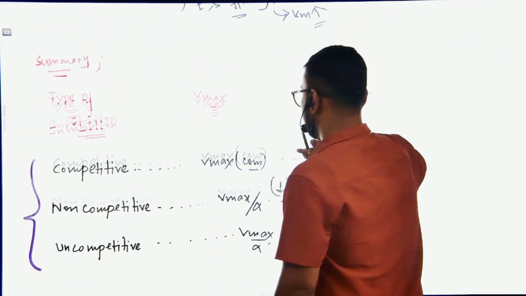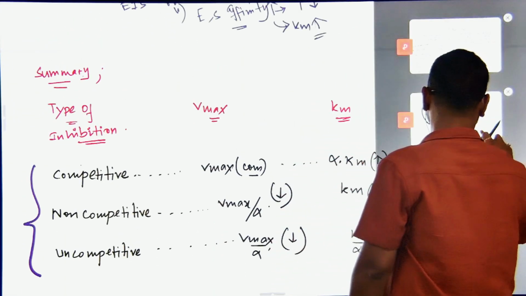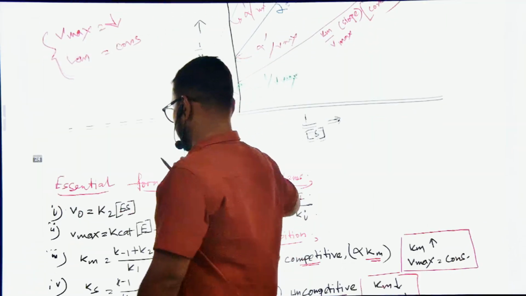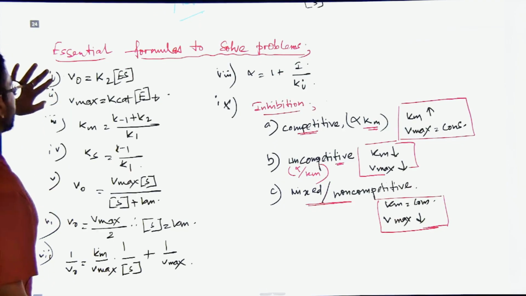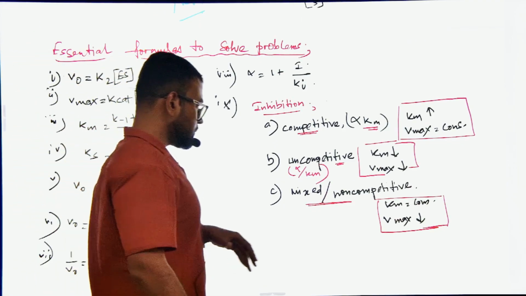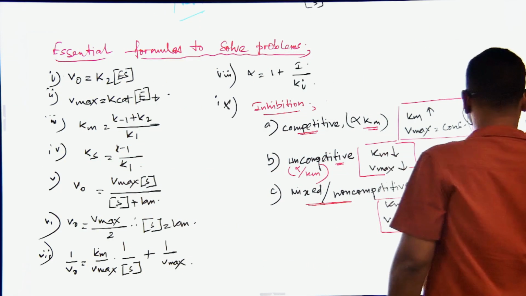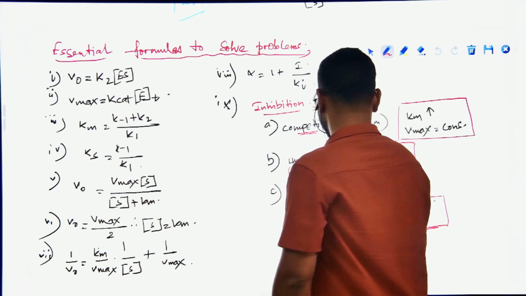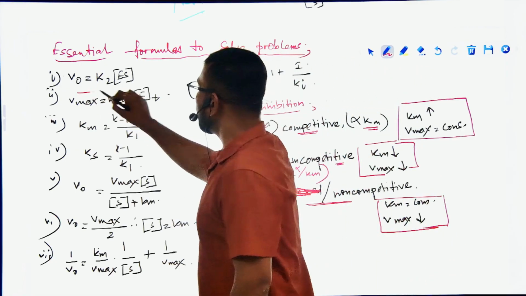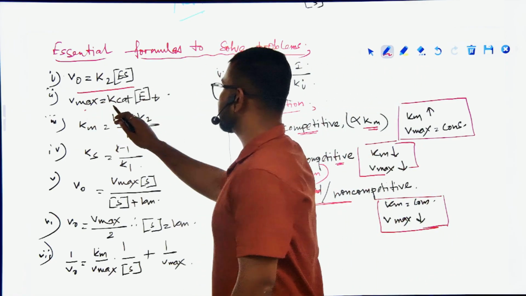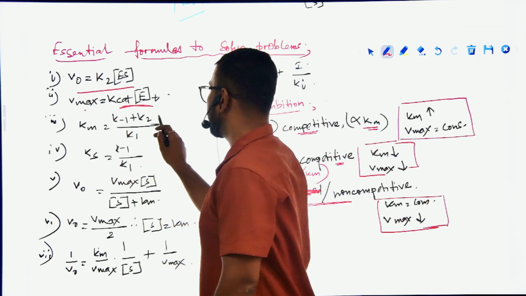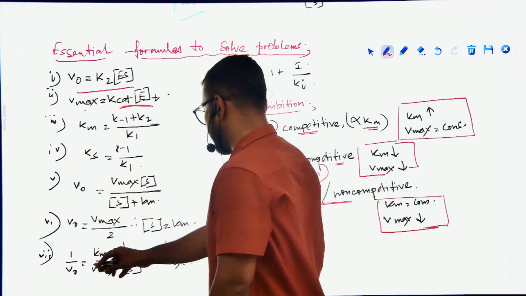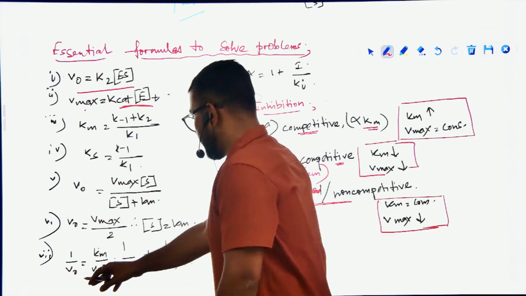So the last thing we must know is the basic formulas that we will need to solve any of these problems. V naught equals K2 into ES, Vmax equals Kcat into ET, Km equals (K minus 1 plus K2) by K1, Ks equals K minus 1 by K1. V naught we all know, but this is very basic. Lineweaver-Burk plot.